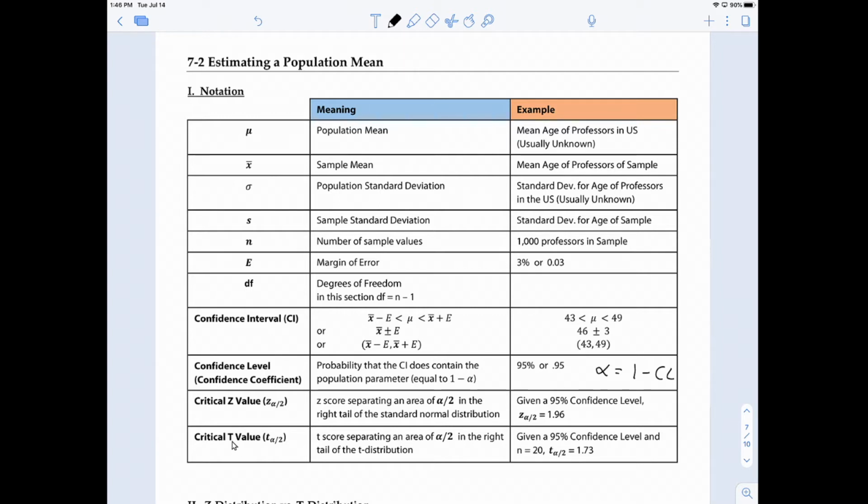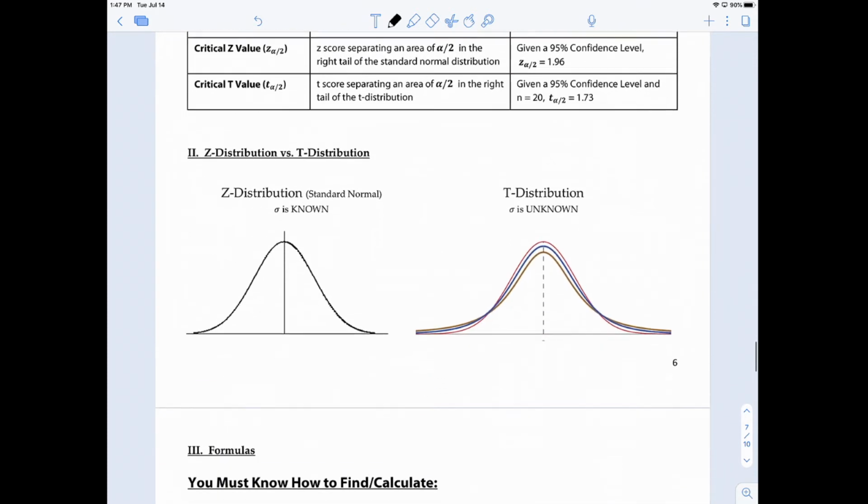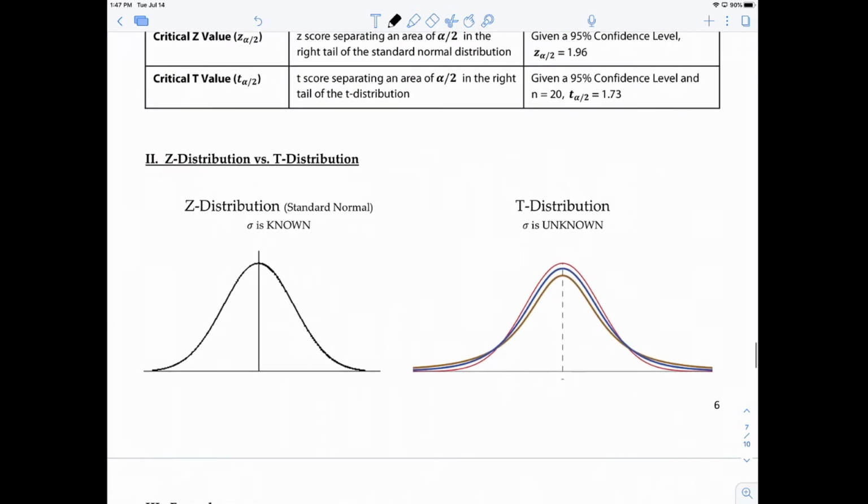But this is something new. The critical t value is t sub alpha divided by 2. And I'll talk about that in a bit as well, because we're going to be introduced to something called the t distribution. And let's go ahead and talk about that right now. So we talked about the z distribution, which is just the standard normal distribution, right? There's something called the t distribution as well.